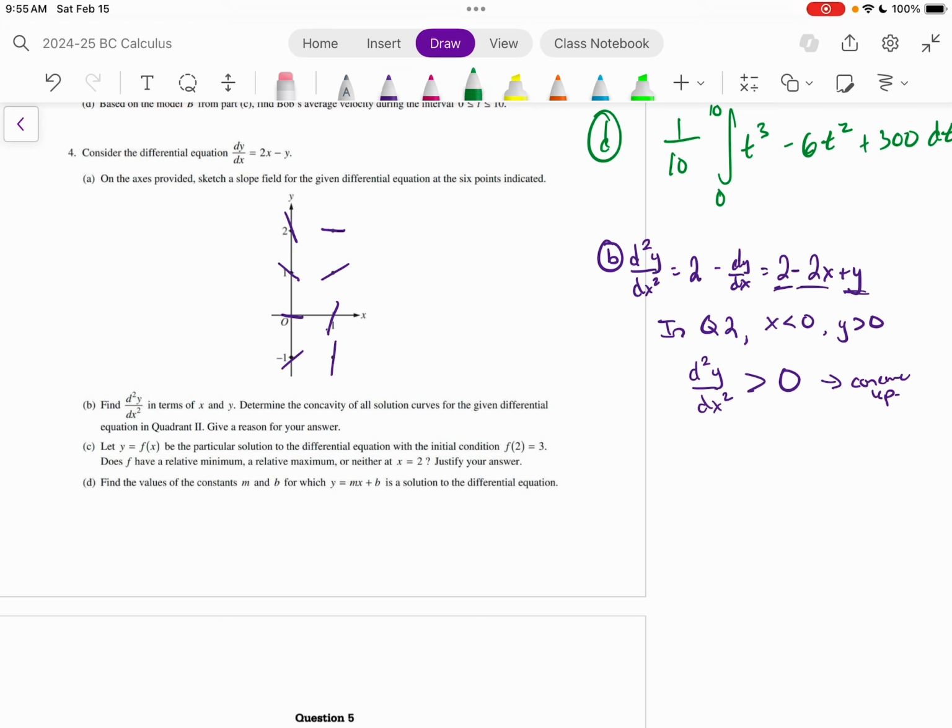What are we doing here? C. Let y equals f of x be the particular solution to this thing. Does f have a relative minimum, maximum, or neither? All right, so when they give us a differential equation like this is a good problem to focus in on, okay? You might be able to solve it and then look at the function and do all your calculus with that. That is more work than you're going to want to do.